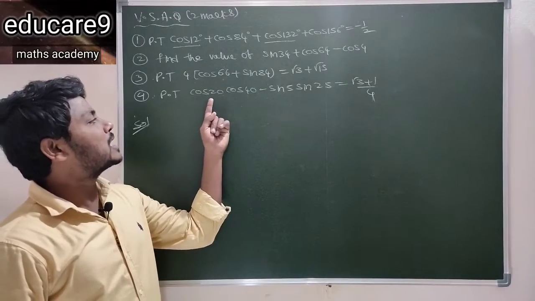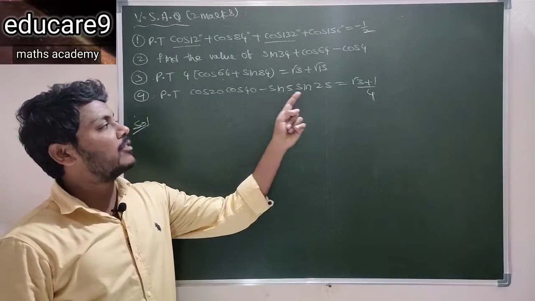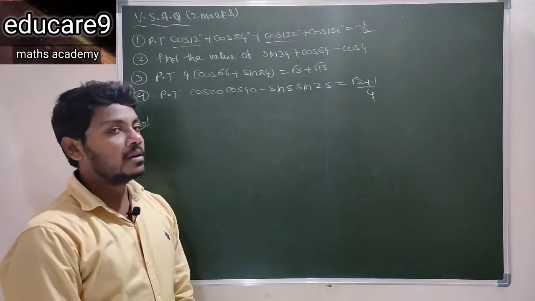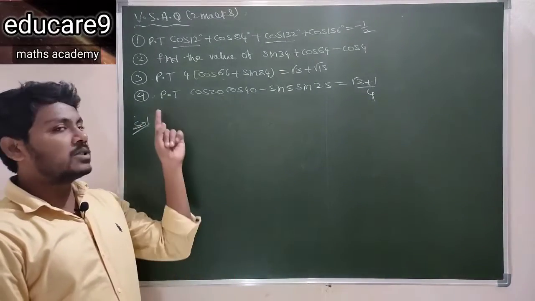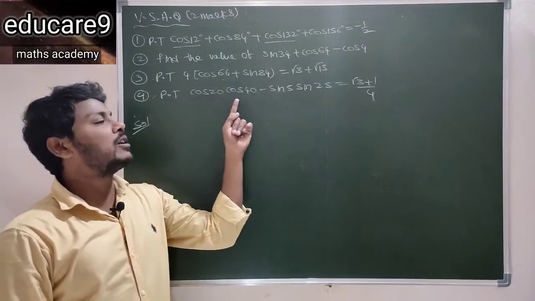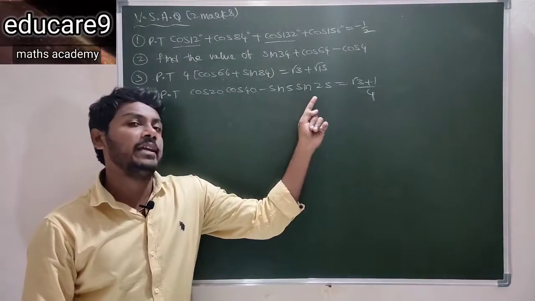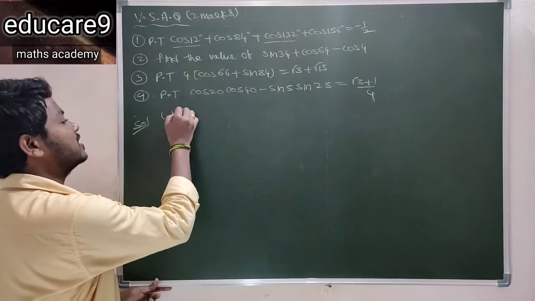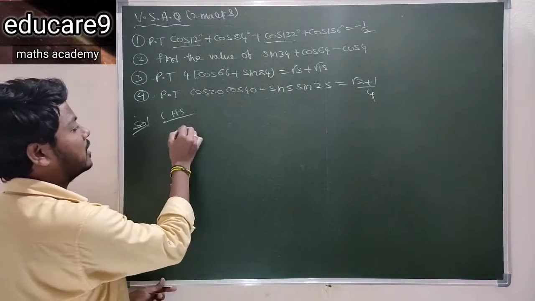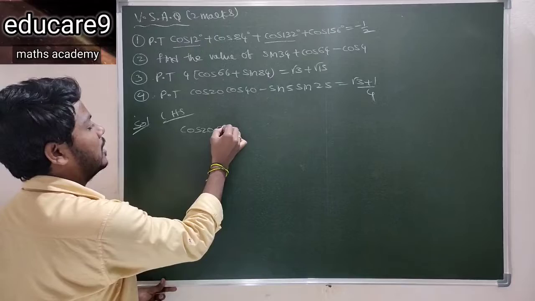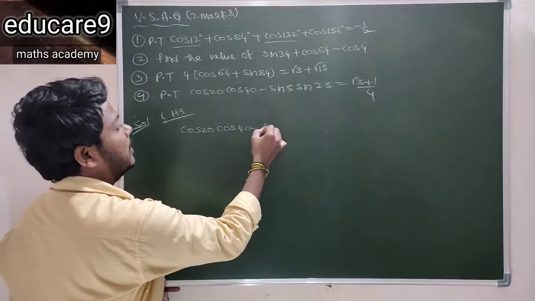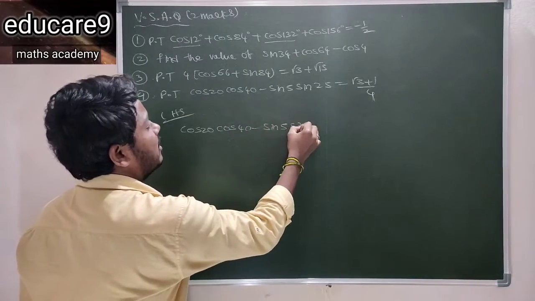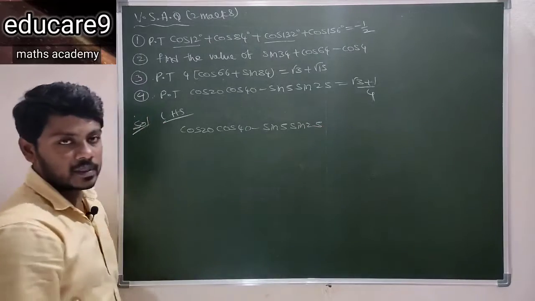Prove that cos 20 cos 40 minus sin 5 sin 25 value is root 3 plus 1 by 4. So here consider the LHS. So what is that? Cos 20 cos 40 minus sin 5 sin 25.